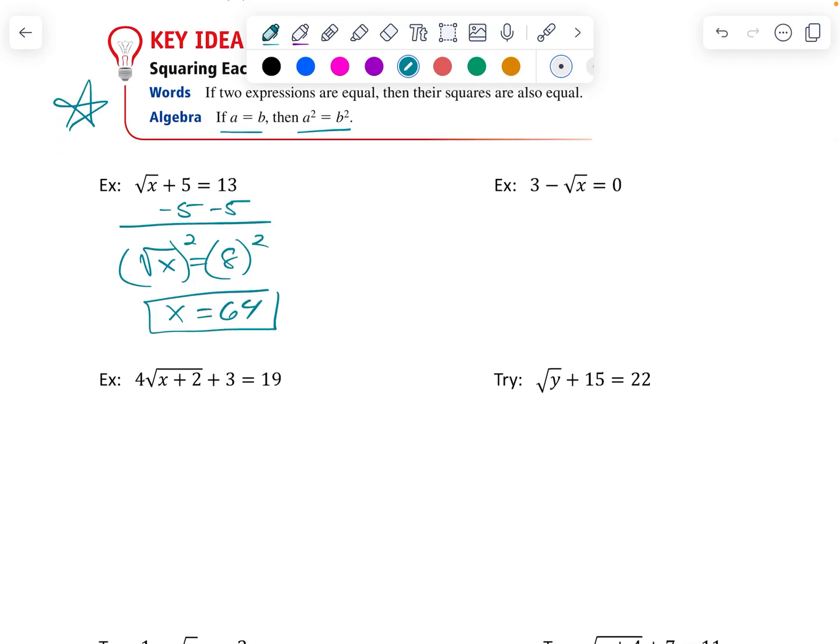On this next one to the right, I'm going to add the square root of x to both sides because we always want it positive. So 3 equals the square root of x. Now we can square both sides, and we get 9 is equal to x.